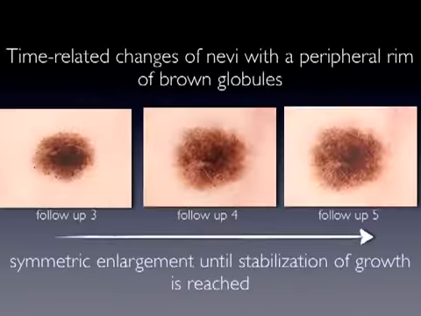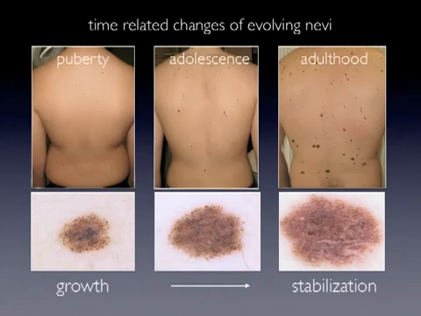Yet we know that nevi grow until they reach stabilization, and the stabilization of nevus growth is related to the disappearance of the peripheral globules. In fact, if we follow up this growing nevus, at a certain point the globules will disappear, and at this stage the nevus will no longer enlarge or grow.